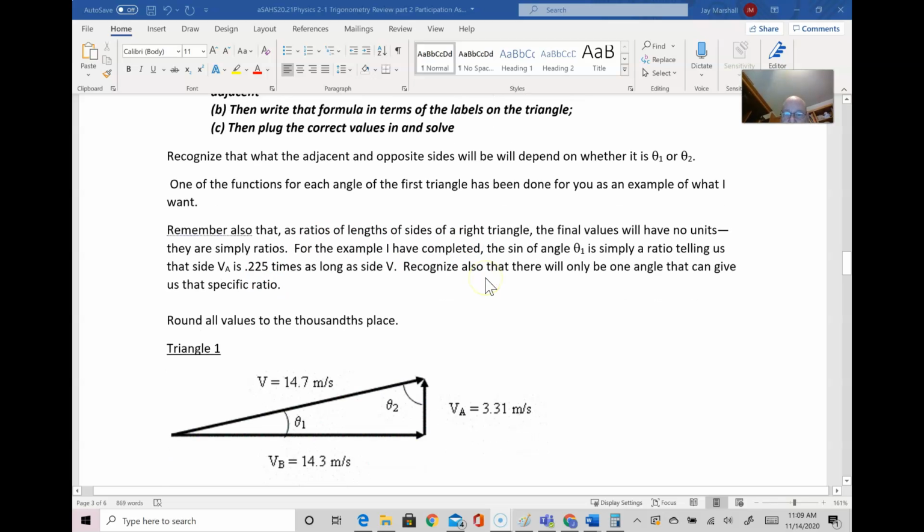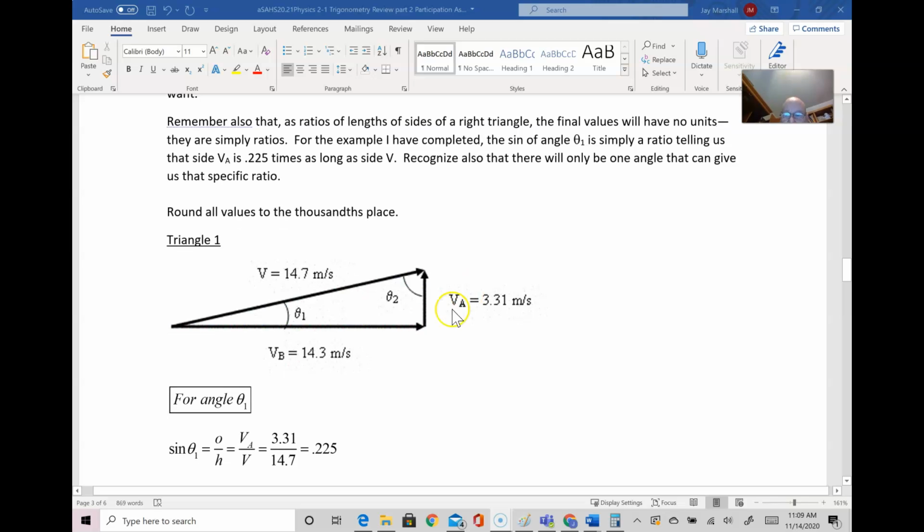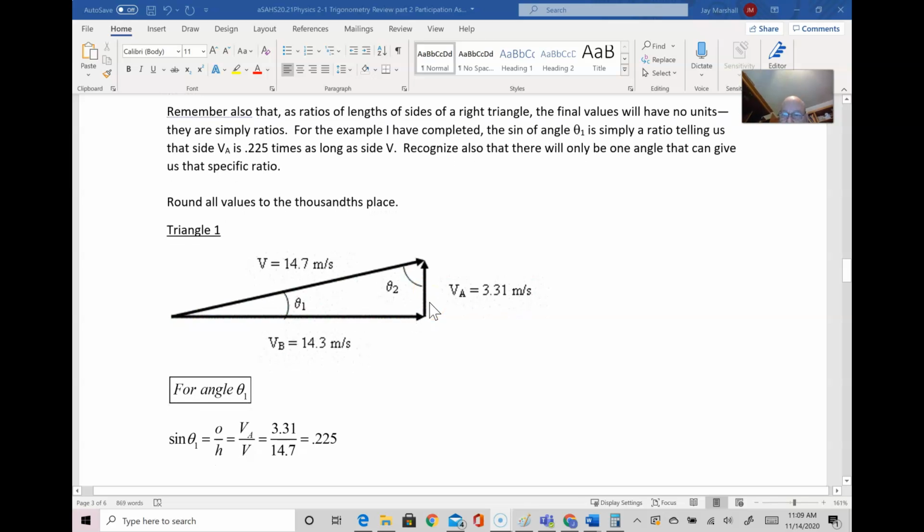So I've completed the sine of angle theta 1, and that's simply a ratio telling us that side VA is about 1/4 as long as side V. And you can look at that and see, yeah, I can see that. I can see that the hypotenuse is probably about 4 times as long as side A, or as the opposite side, I'm sorry.